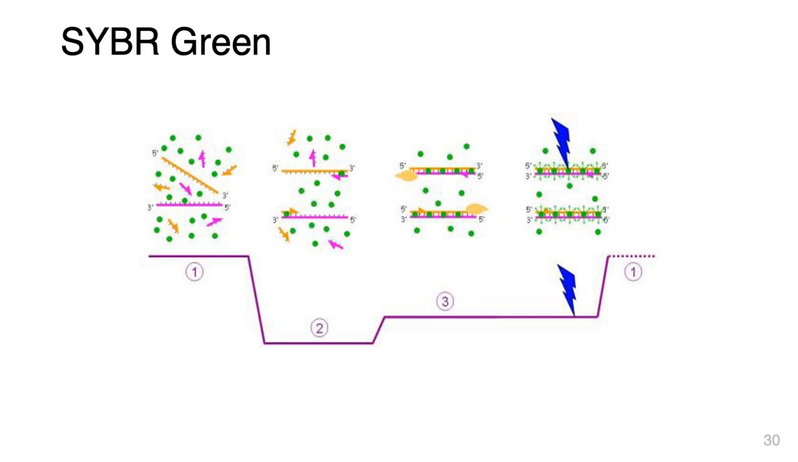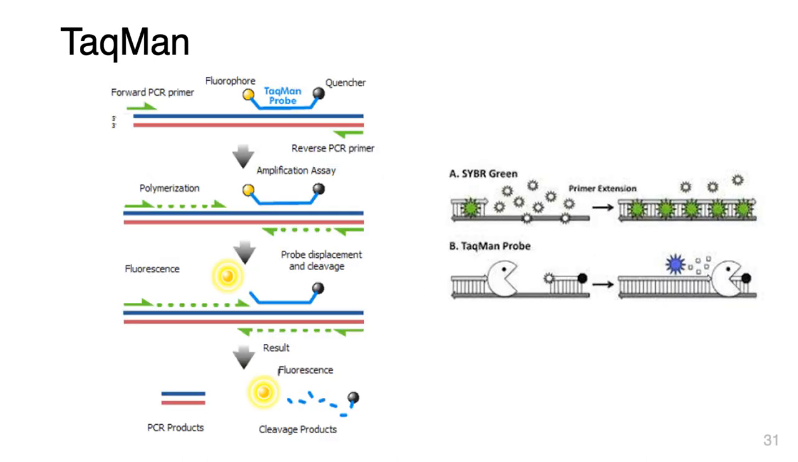First of these is SYBR Green, where a green fluorescent dye is incorporated into the reaction. During the extension cycle, the green dye is incorporated into the new DNA template strands, and that incorporation is measured by the PCR reaction. The second chemistry that is used in quantitative PCR is TaqMan, where a TaqMan probe is attached to the DNA in the reaction.